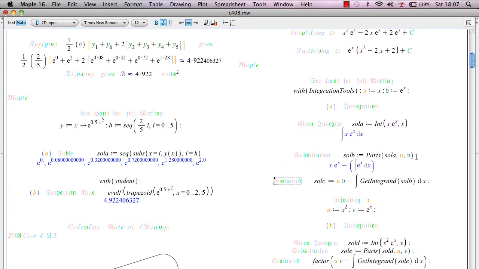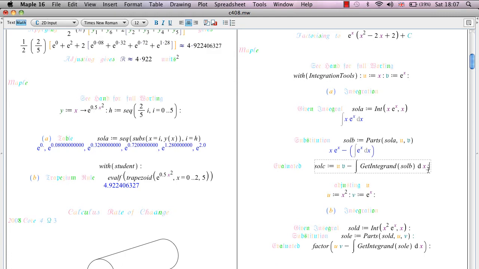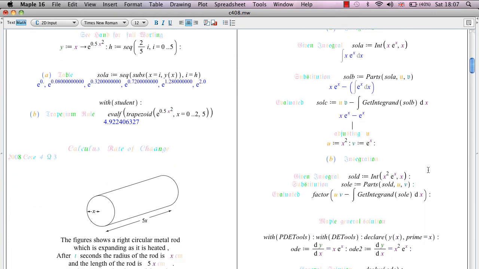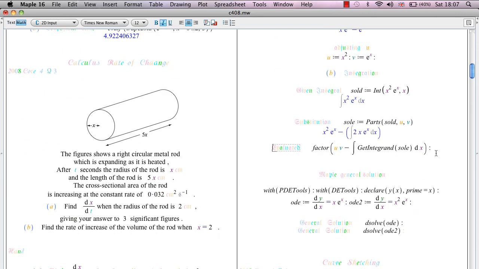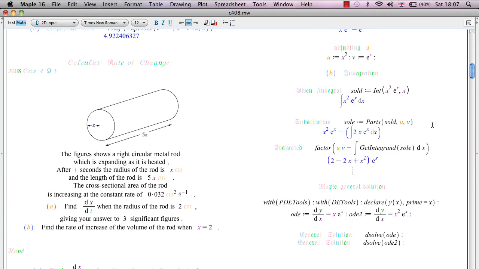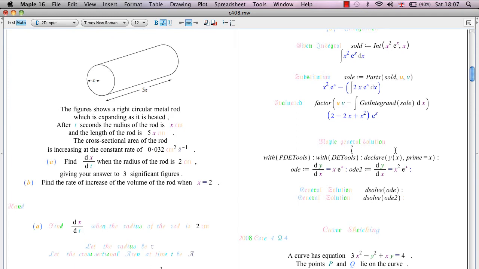So the parts in A and the general solution. And the parts in B and the general solution. And using desolve to give a constant.